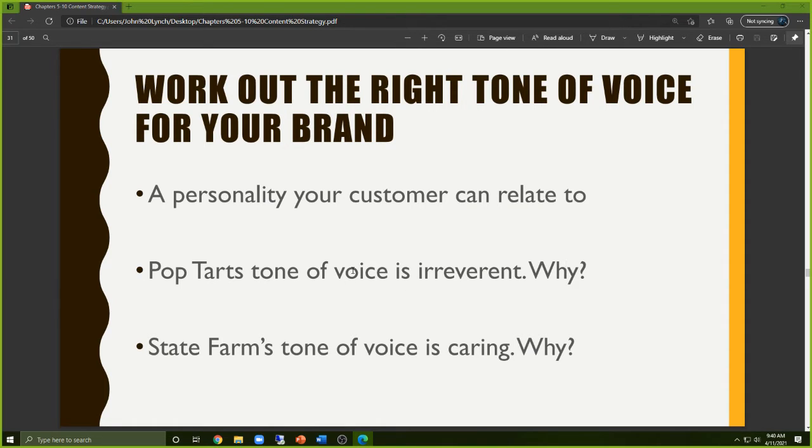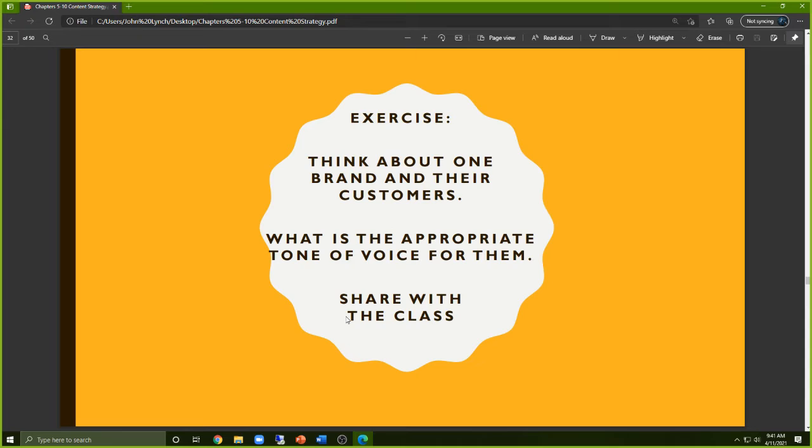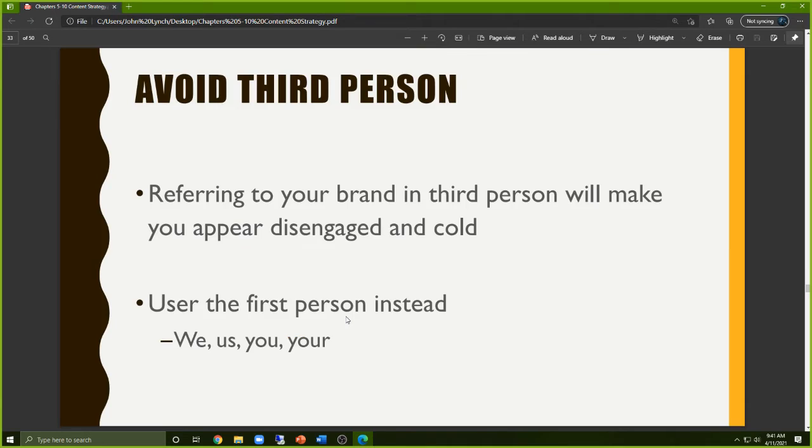And awesome. And then if we see here, the tone of voice of State Farm is caring. And the reason it's caring is because that's an insurance company, right? So we want to make sure that the insurance is there, that the customers know that whoever's taking care of them cares for them as well. So that's why the tone of voice is caring. And again, another exercise to add on with the other one as well.